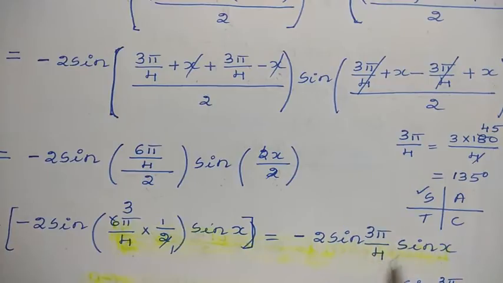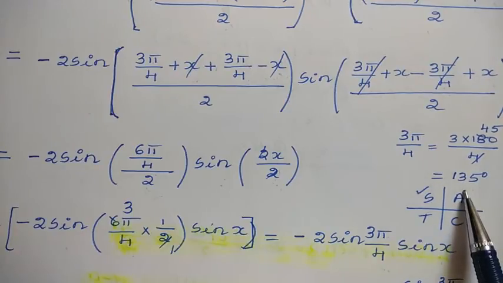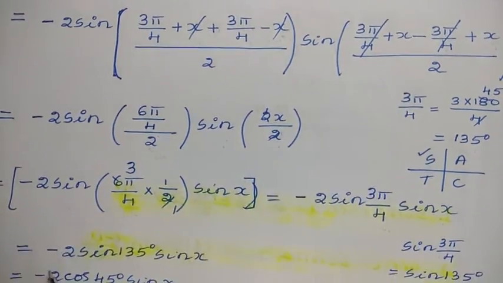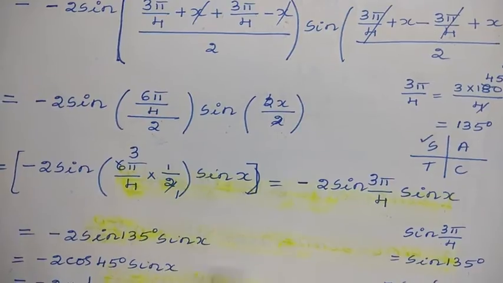See, now we need to find out the value of this one, 3 pi by 4. So to find the value of this one, first convert this into degrees. How can we convert this to degrees? Just multiply by 180 degrees, since we know the pi value is 180. So 3 into 180 divided by 4 is equal to 135 degrees. So now we got the degree value, which is equal to 135 degrees. So we can write minus 2 sin 135 degrees into sin x. Now you find the value of this 135 degrees.